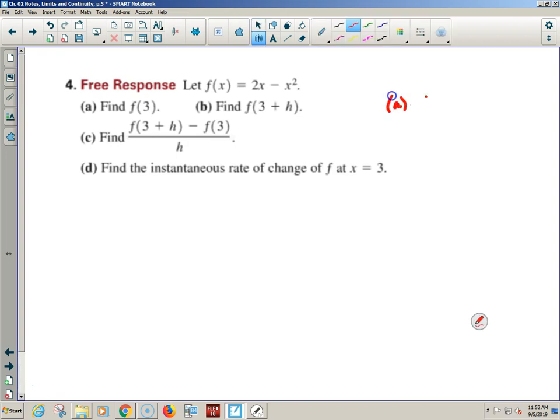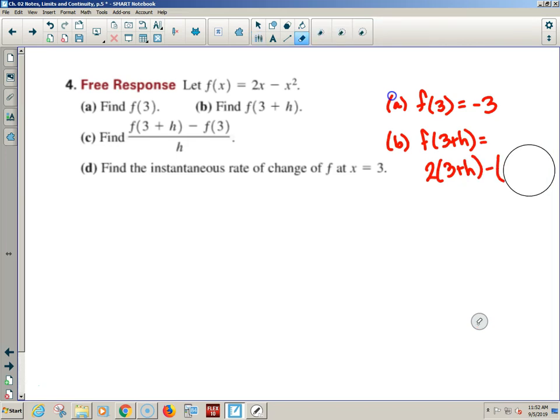All we got to do is plug in. So f of 3 ended up equaling what? Negative 3. Good. 6 minus 9. Then f of 3 plus h. Do you guys see how we're building the definition of the derivative? Did you carefully distribute the 2 and carefully square the 3 plus h and distribute the negative?